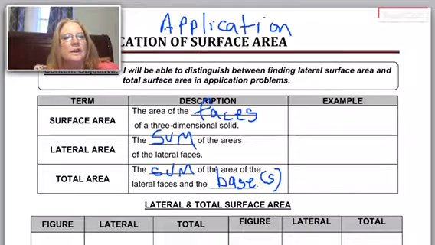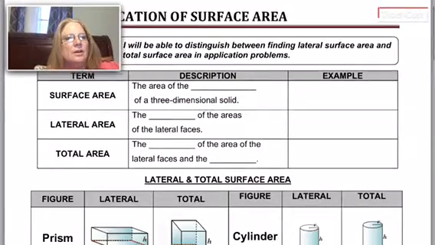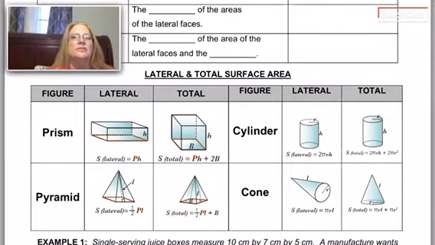So now let's look at, first they're going to give us a review of the formulas here. So you might want to take a picture of this or be able to refer back to it. Here are the formulas for lateral and total of prisms, pyramids, cylinders, and cones.